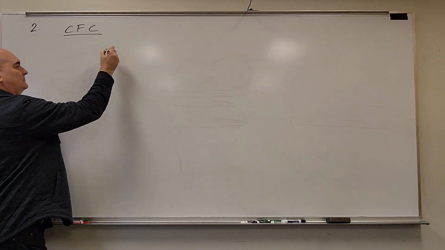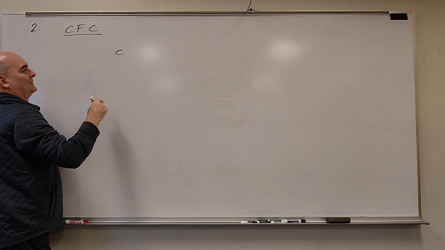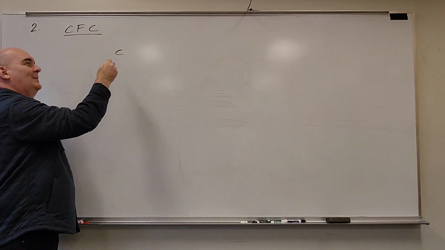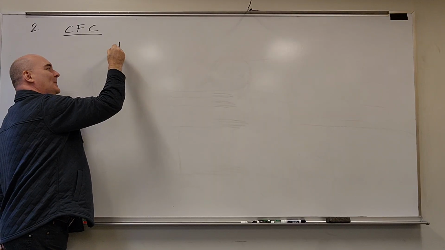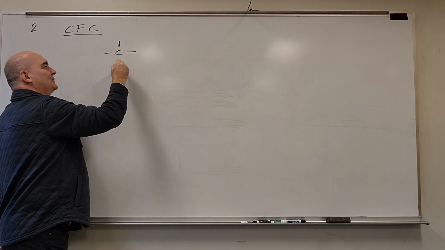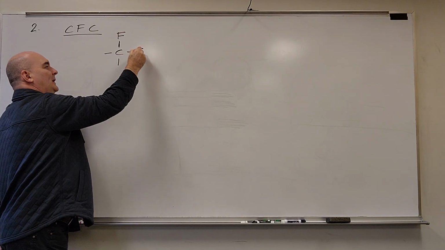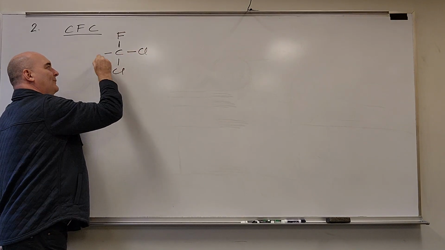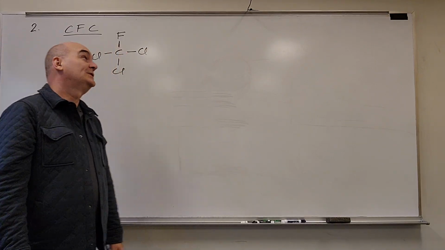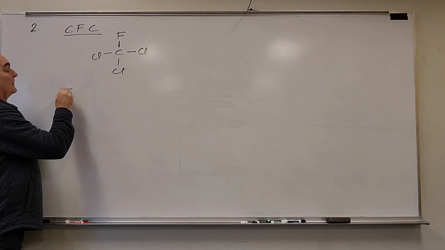CFC contains a carbon. That C belongs for the carbon. Carbon is in group 4. How many bonds does it make? 4. Carbon makes 4 bonds. I'm going to make one of them be a bond to fluorine, and I'm going to make 3 of them be bonds to chlorine. This is chlorofluorocarbon.